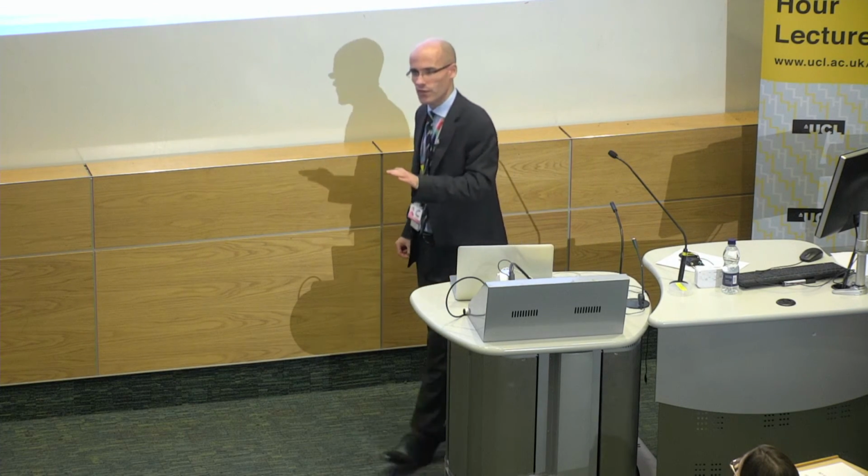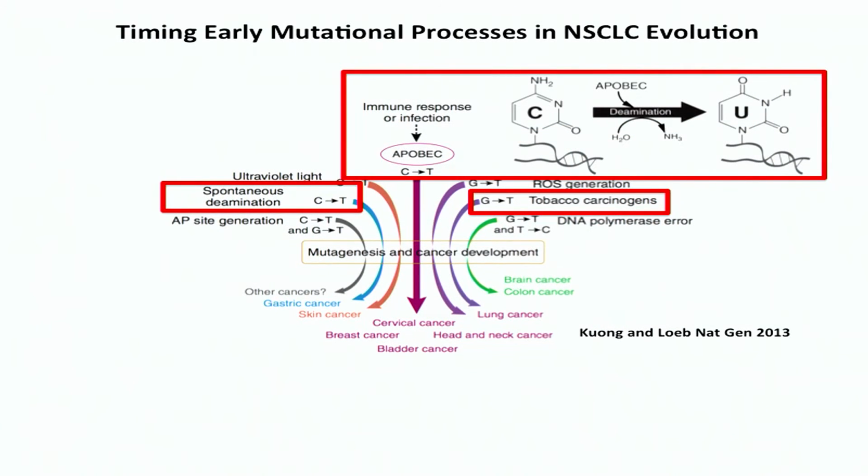A second process is smoking. There's quite a lot we can do about that, obviously, and that's essentially these G to T or C to A mutations that occur in the cancer genome, induced by tobacco carcinogenesis.